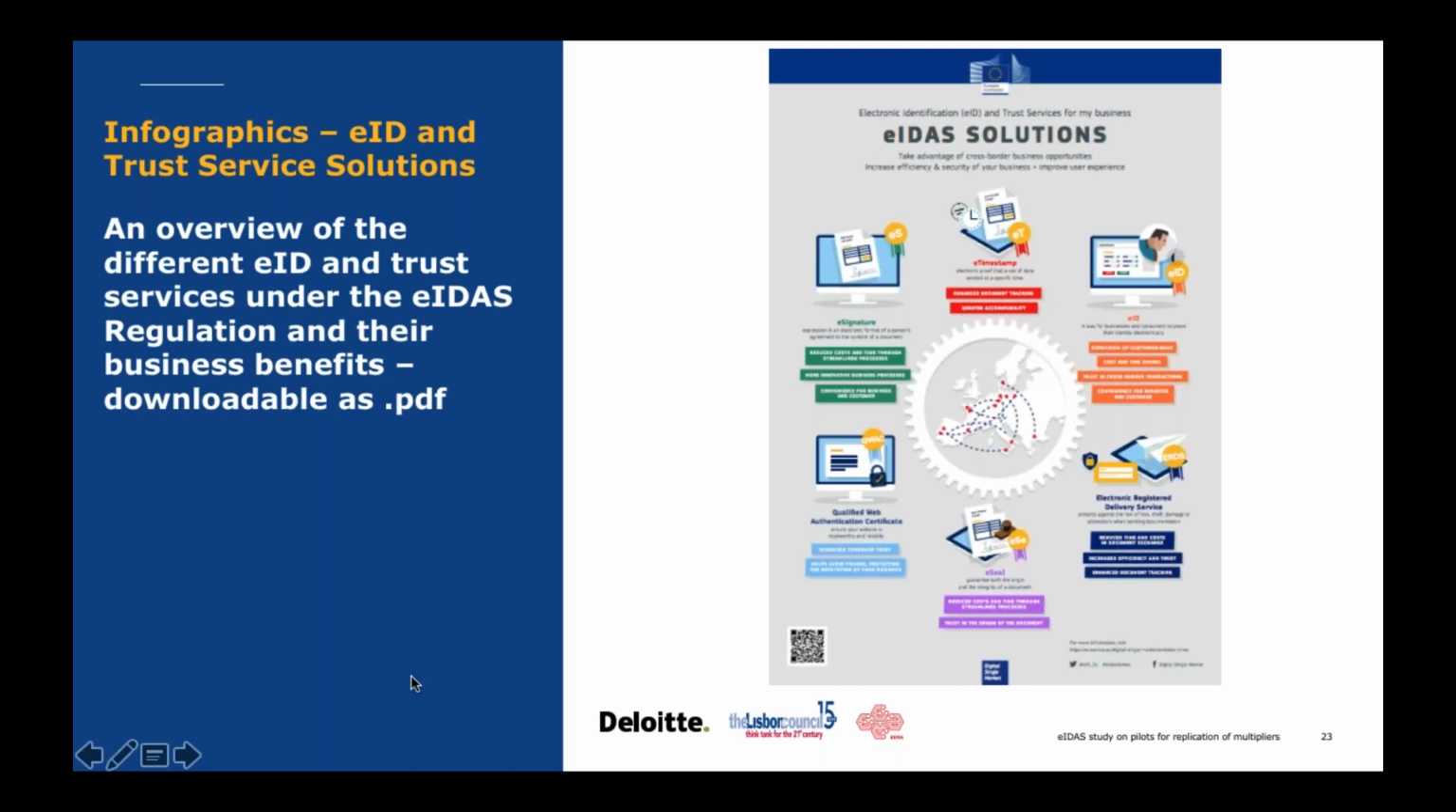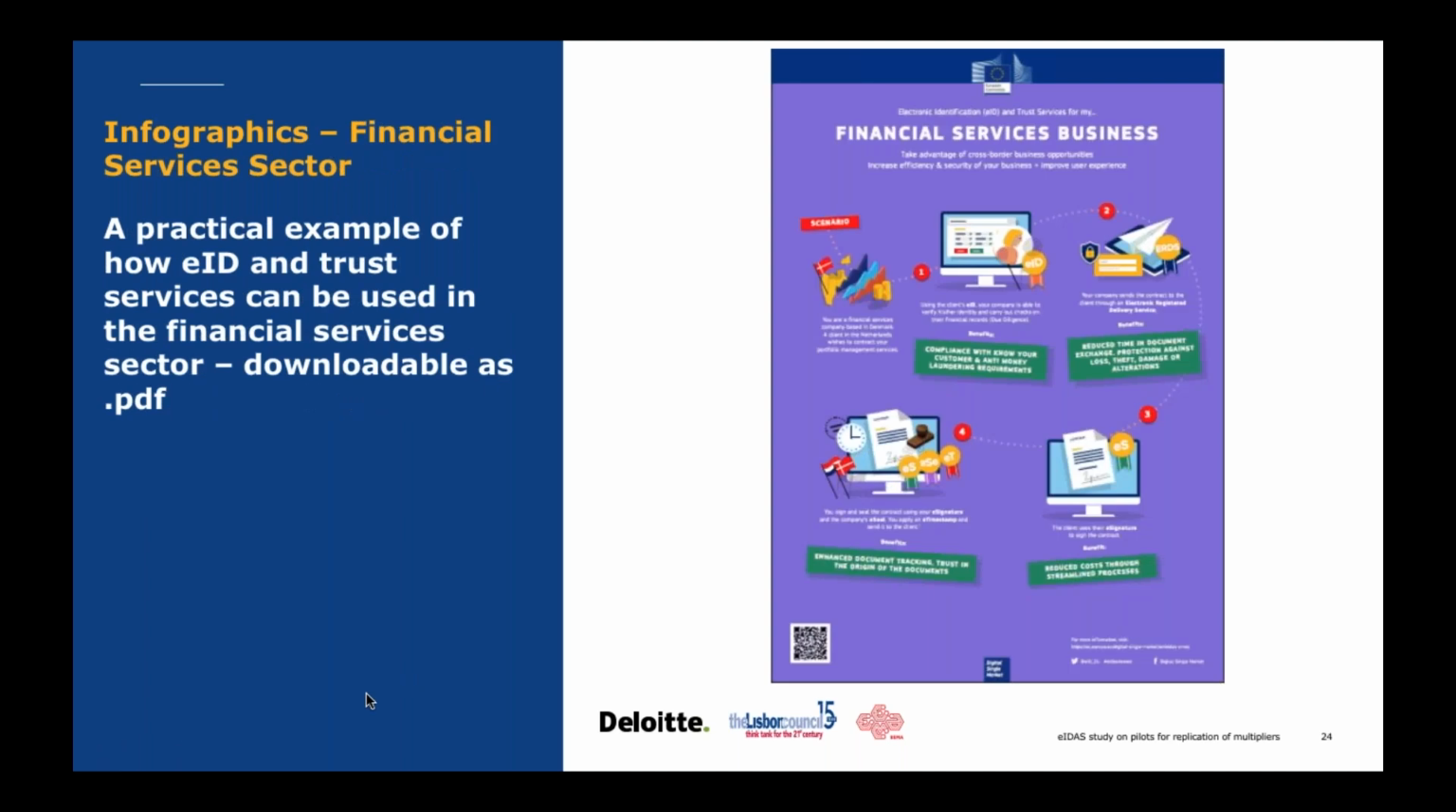The study team then has developed infographics for each focus sector for this study. Starting with the financial services sector, here we use the example of a company offering an asset portfolio management service to a customer, and how they could use eID, for example electronic registered delivery services, e-seals and e-timestamps within that business process, and the benefits that it could bring to their company.